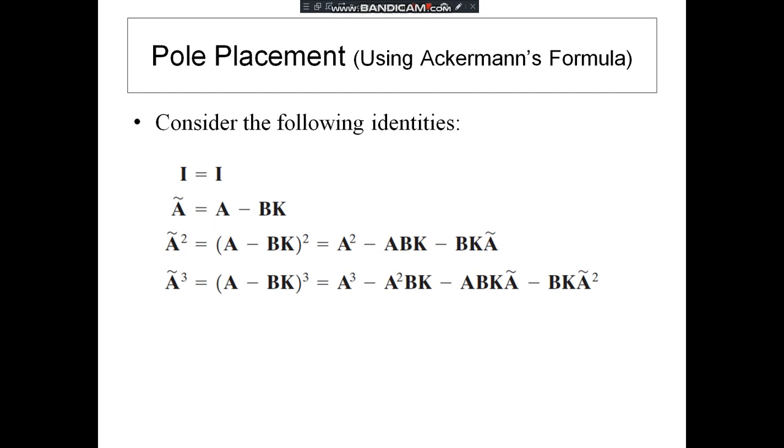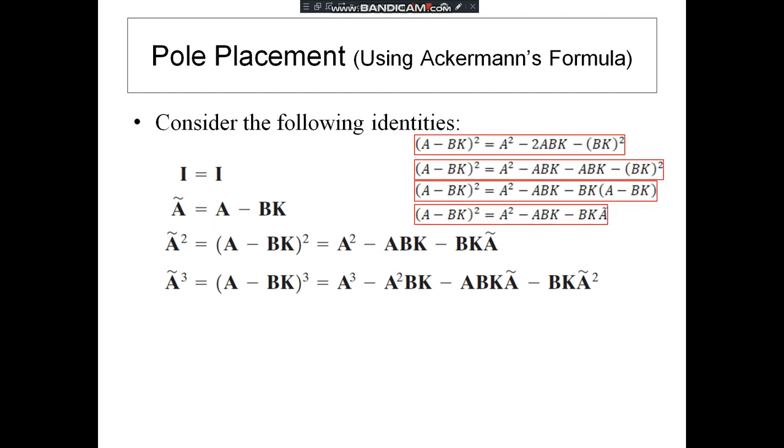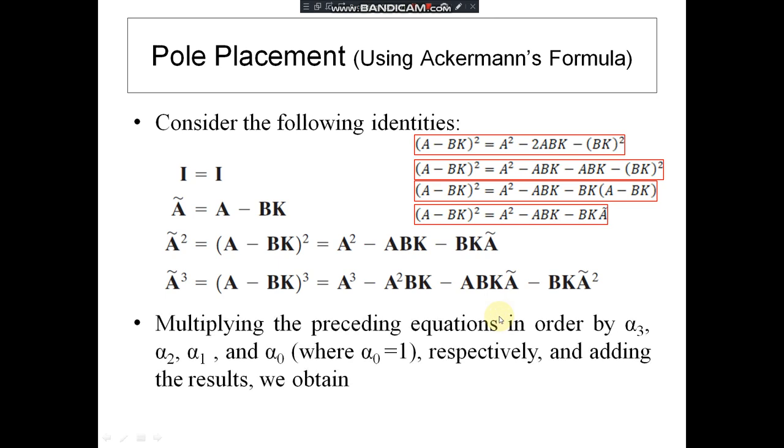Therefore, consider the following identities. I is the identity matrix, which is equal to I. A cap is represented as A minus BK. A cap square becomes (A minus BK) square, which is simplified as A square minus ABK minus BK into A cap. This simplification is explained here, and determined as (A minus BK) square. In a similar way, we can calculate A cap cube, that is (A minus BK) cube, which can also be simplified in a similar way.